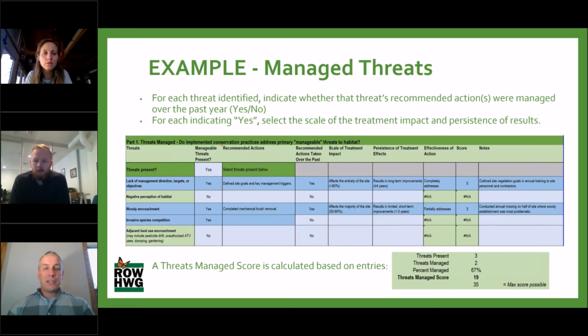And so what that does, is you can see, it takes the ratio of the threats present versus managed, and then the effectiveness of those to give us the threats managed score at the bottom. So in this case, we have 19 out of 35 points possible.